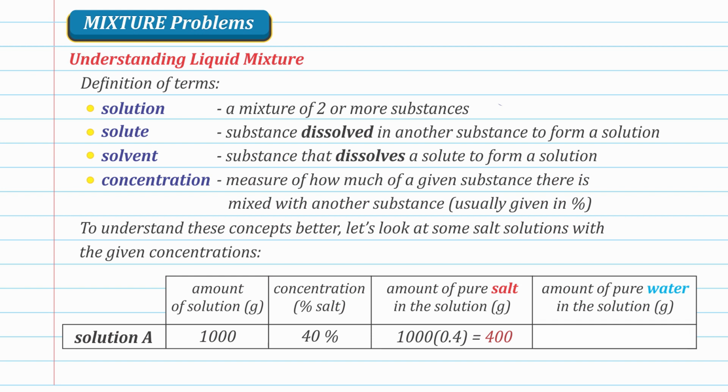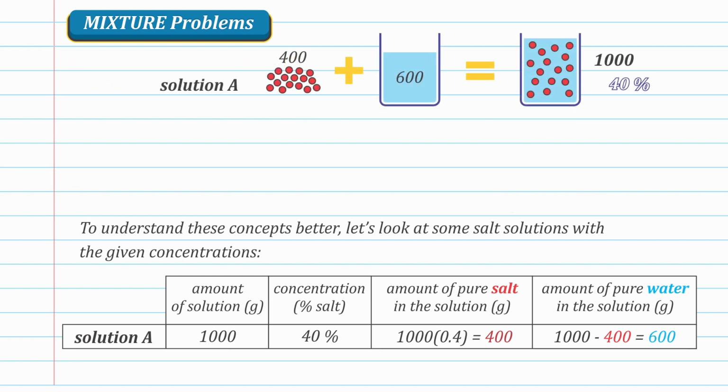Now, to better understand things, what if we analyze how much pure water is in the mix? One way to get that is subtract 400 grams from the total amount of salt solution, that is 1,000 grams. So, we have 600 grams of pure water. This means then that mixing 400 grams of pure salt and 600 grams of pure water will produce 1,000 grams of salt solution A that is 40% salt.